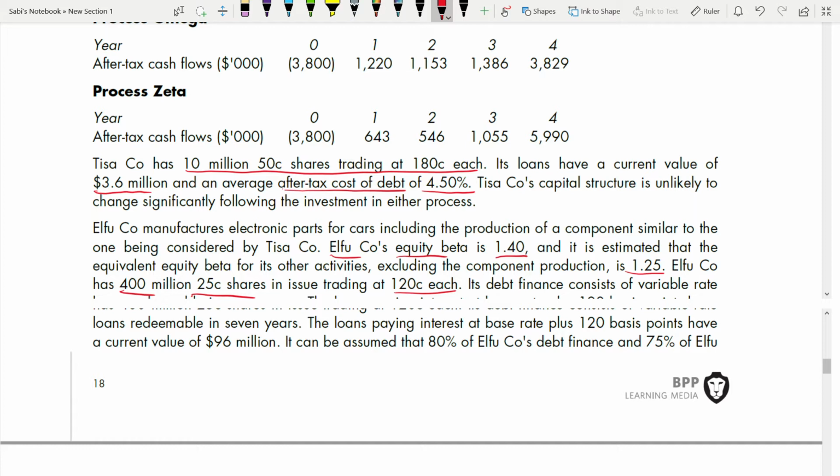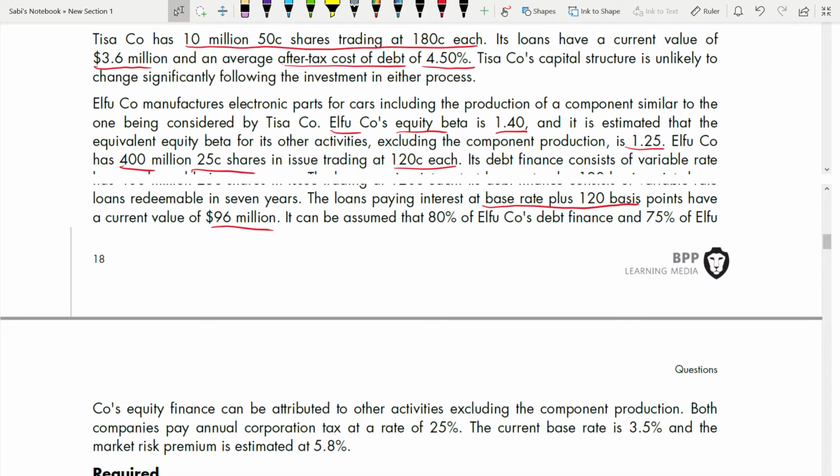So the debt finance consists of variable rate loans redeemable in 7 years. The loan paying interest at a base rate plus 120 basis points has a current value of 96 million. It can be assumed that 80% of Alpha company's debt finance and 75% of Alpha company's equity finance can be attributed to other activities excluding the component production. So 80% is debt finance, 75% is equity finance for other activities. The balance is the component production, so you know how to find it for the component production.